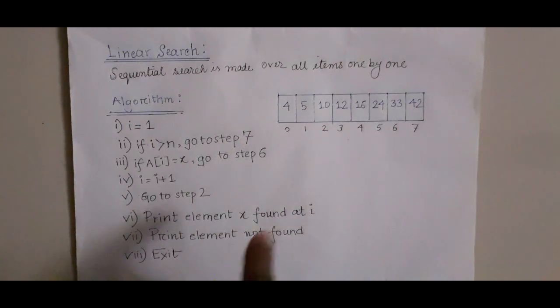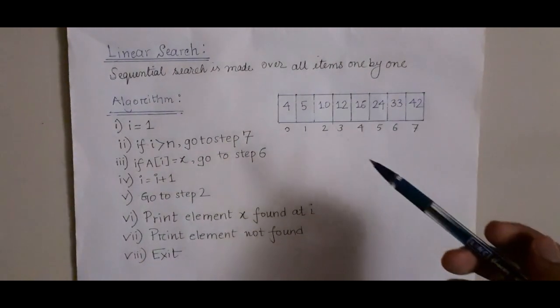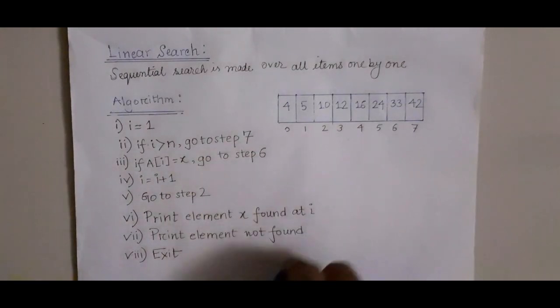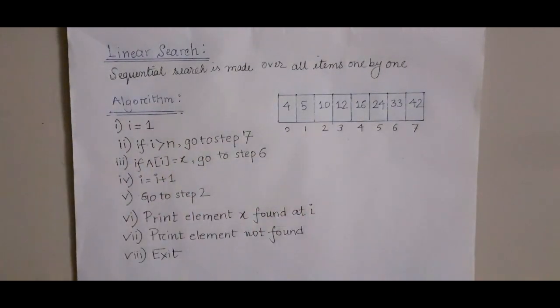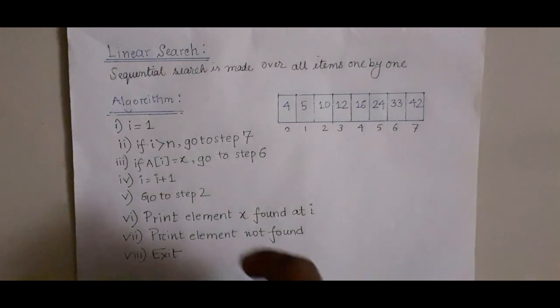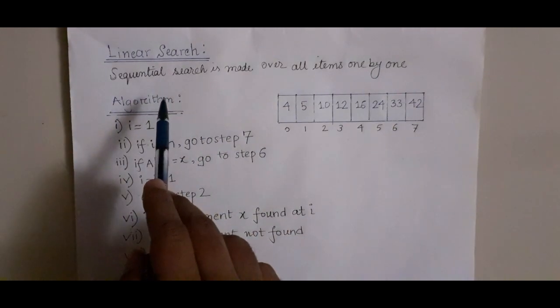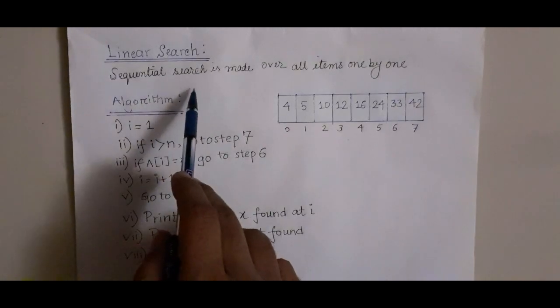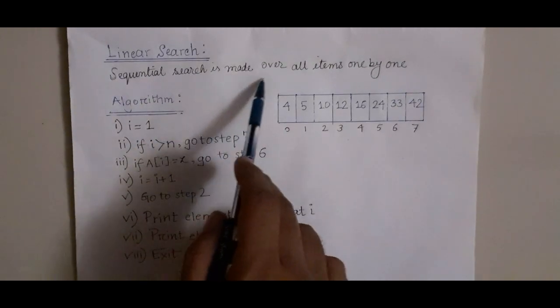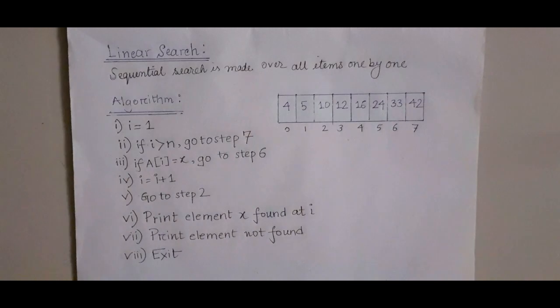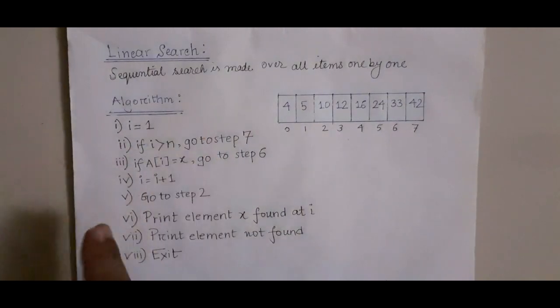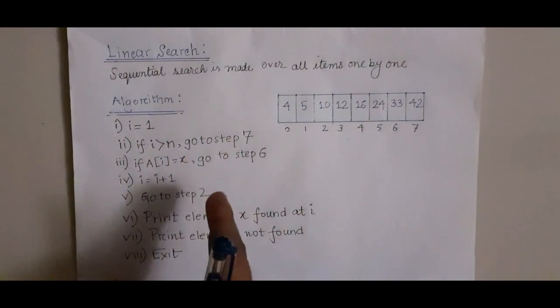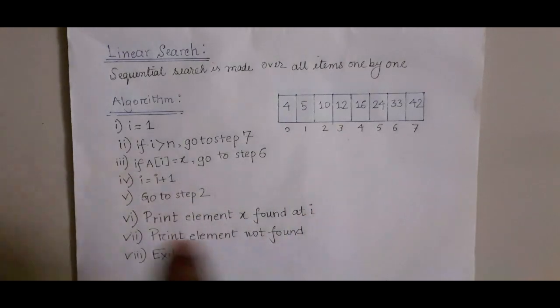Now let's look at the algorithm. I have already shown you some real life examples. Now let's look at the linear search algorithm. The definition goes like this: linear search is a sequential search made over all items one by one, right? We are just searching sequentially over all the items one by one.